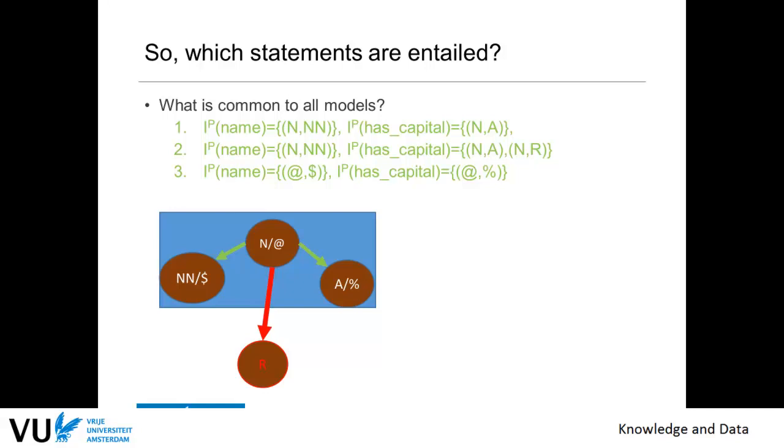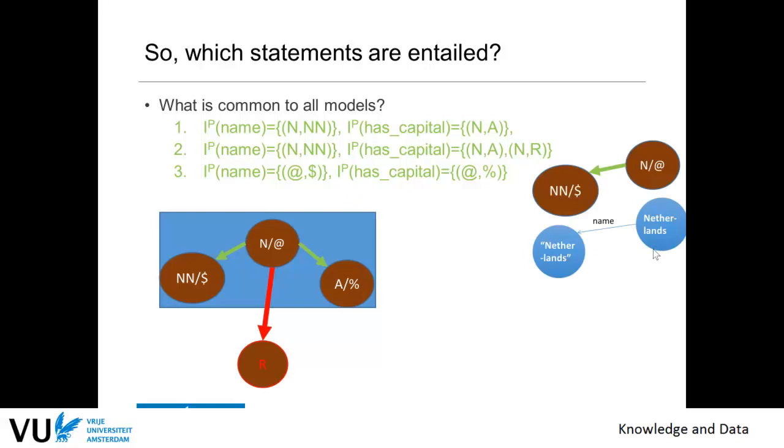Now let's see what it tells us about the things that are common to those. Basically, the extra information that we have in the second model, namely that N and R are in the interpretation of the has capital relation, cannot be relevant because it's not true in the other ones. So the only thing that we can see is common to these models is that the thing that I interpret as NN or dollar is related to the thing that relates to N and the at sign, and that the N and the at sign is related to the A and the percentage sign.